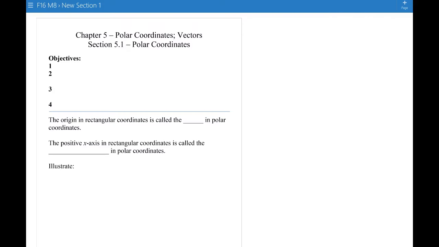So now we're in chapter 5, which is going to be using trigonometry to do other things. So we're going to learn about polar coordinates and vectors. If you haven't heard of polar coordinates before, we're going to start just by learning about them. So section 5.1 is polar coordinates. First we're going to learn how to plot points using polar coordinates.